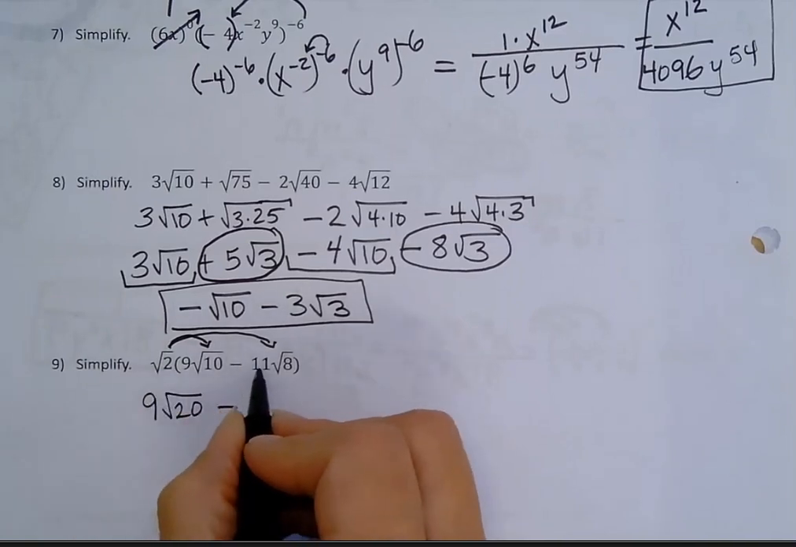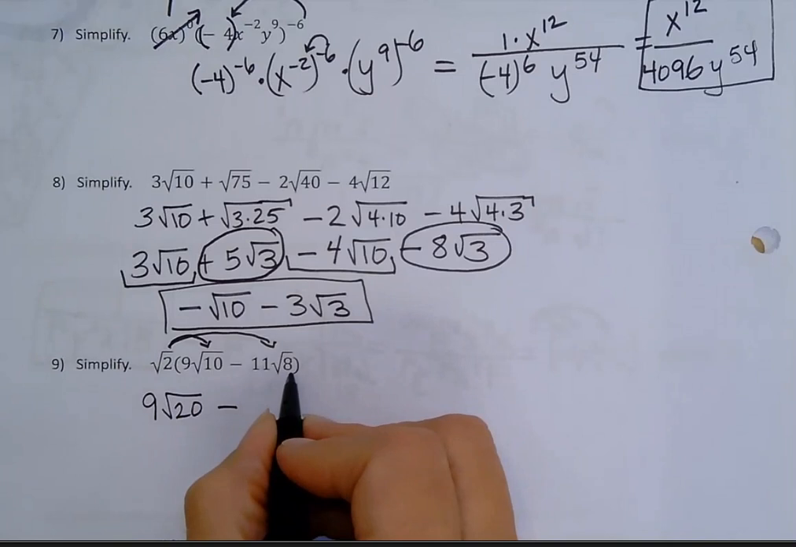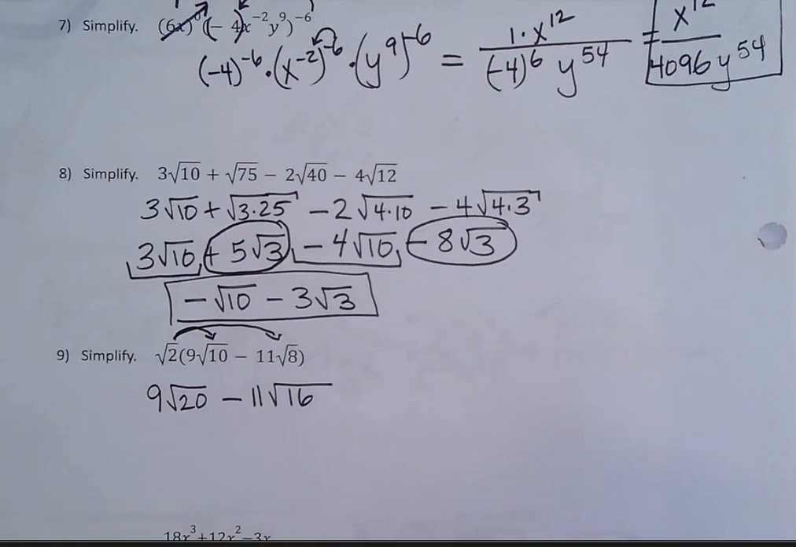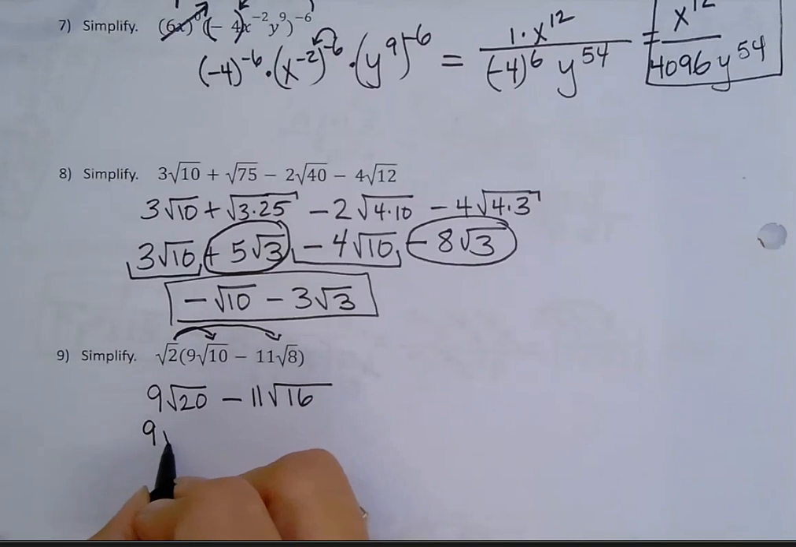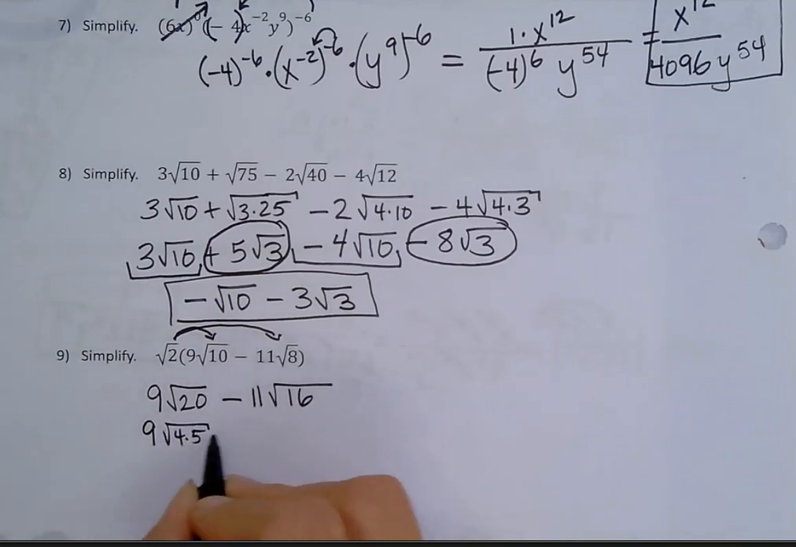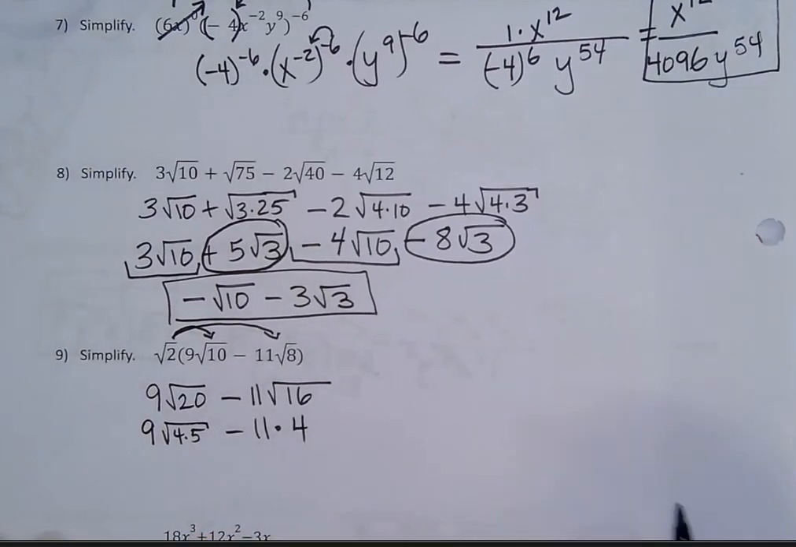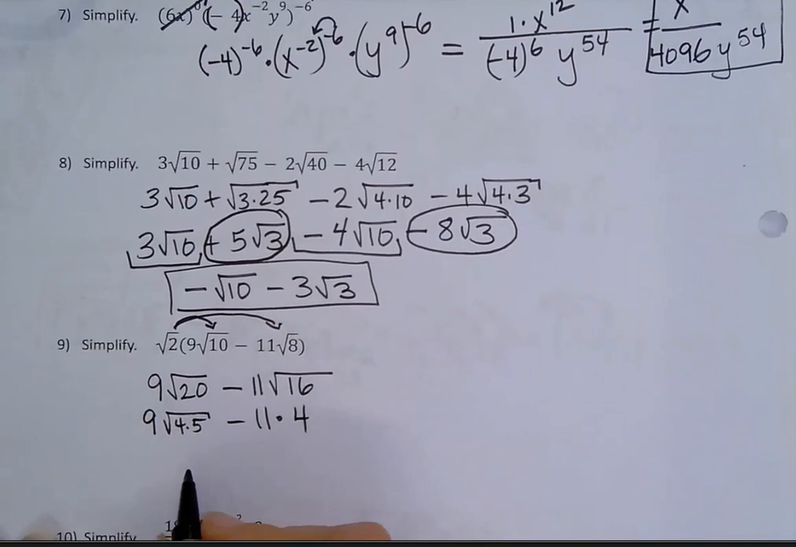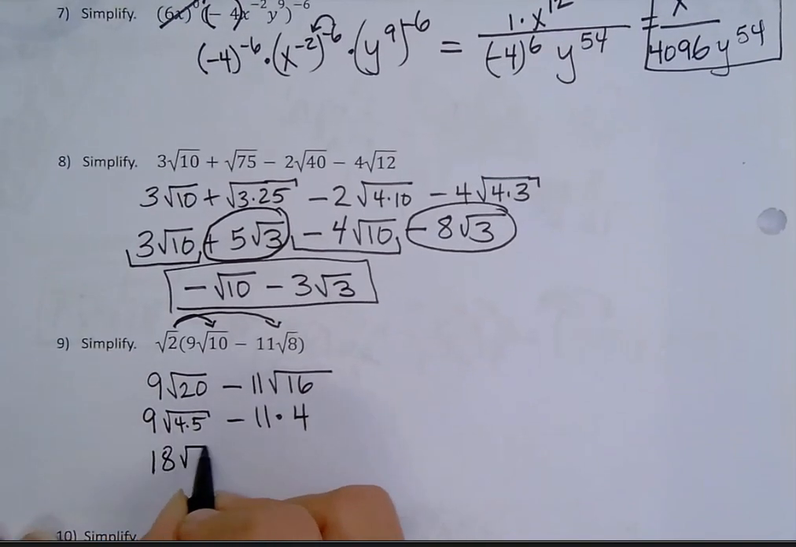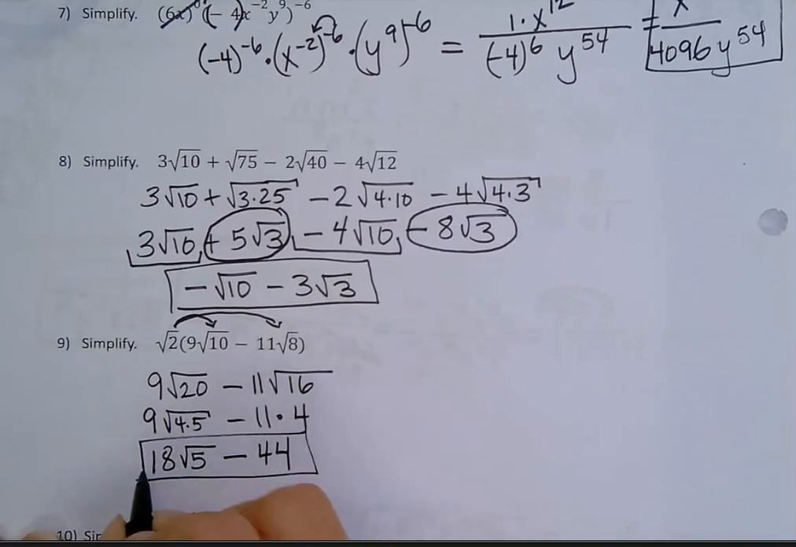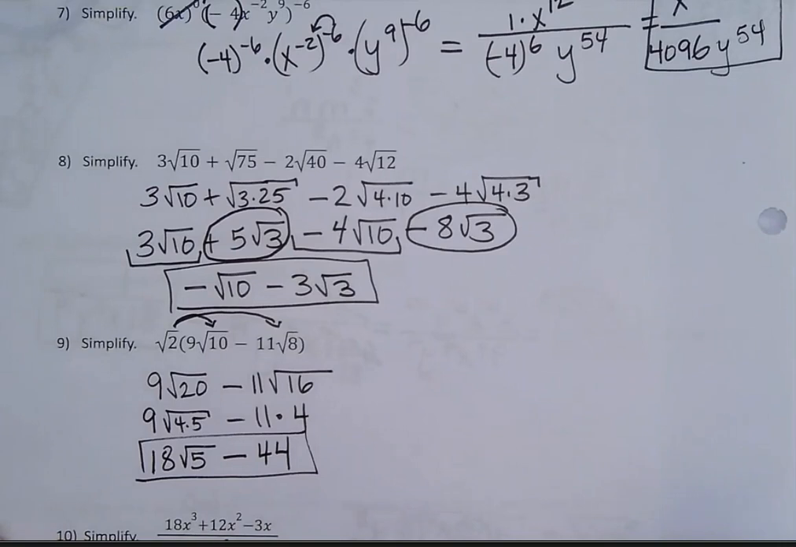Minus, now I have square root of 2 times 11 times square root of 8. So I have 11 times the square root of 2 times 8, which is 16. And of course, I always want to simplify. I can see that this is really 9 times the square root of 4 times 5 under the radical, minus 11 times 4, right? Because the square root of 16 is 4. I'm going to take out the square root of 4, that's 2. 9 times 2 is 18, and I'm left with square root of 5, minus 44. That's it now. I cannot go any further than that. I'm done, done, done, okay? Now I can't combine them.